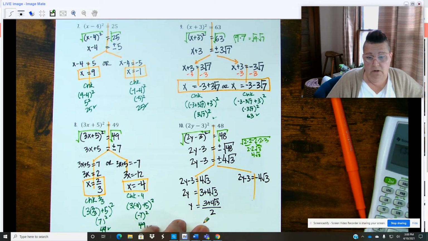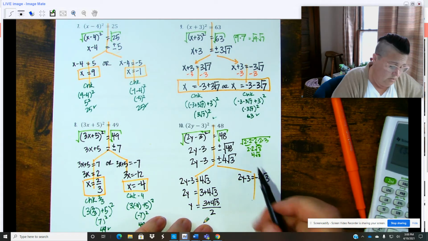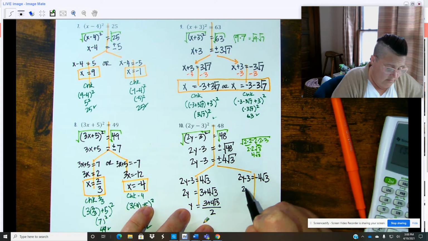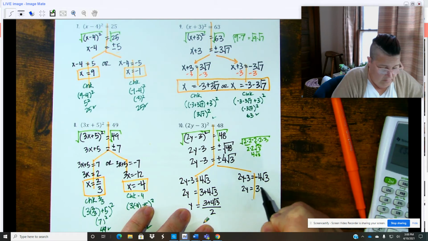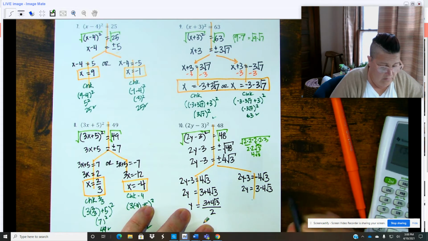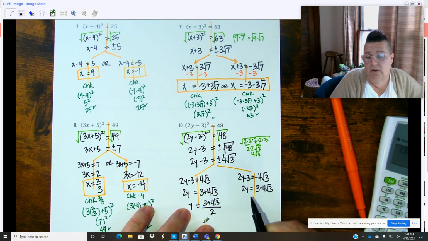All right, that works. Same thing to the second equation. Add 3 to both sides. And then to isolate the y, I need to divide the entire thing by 2.